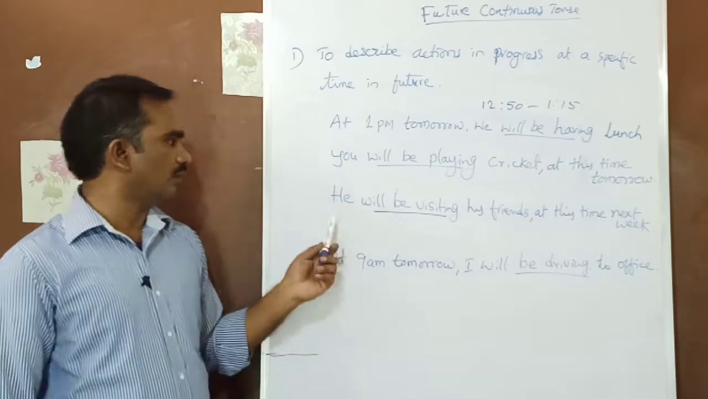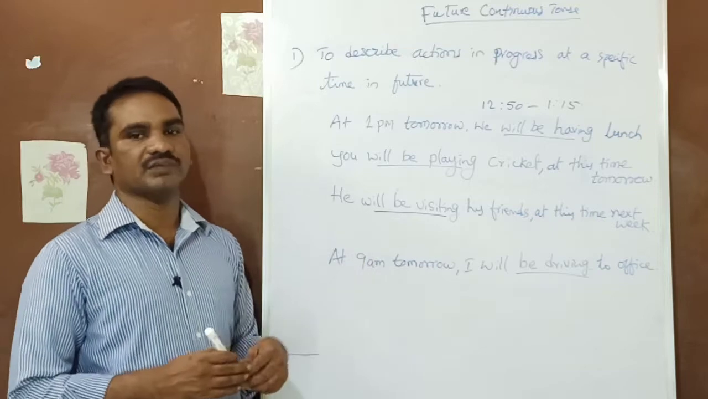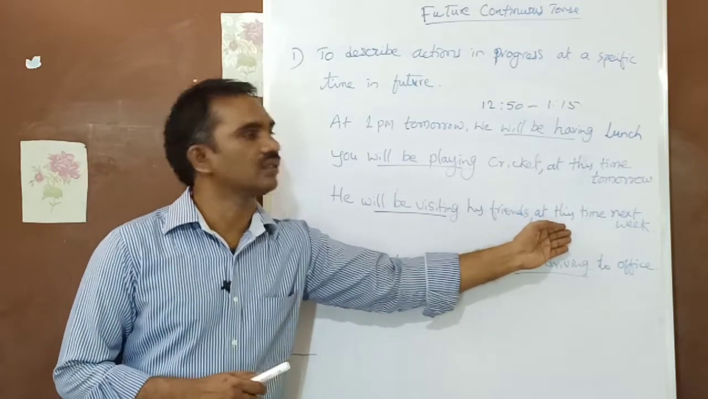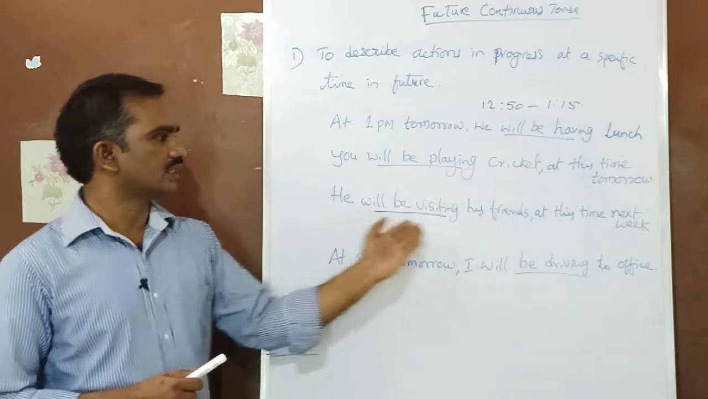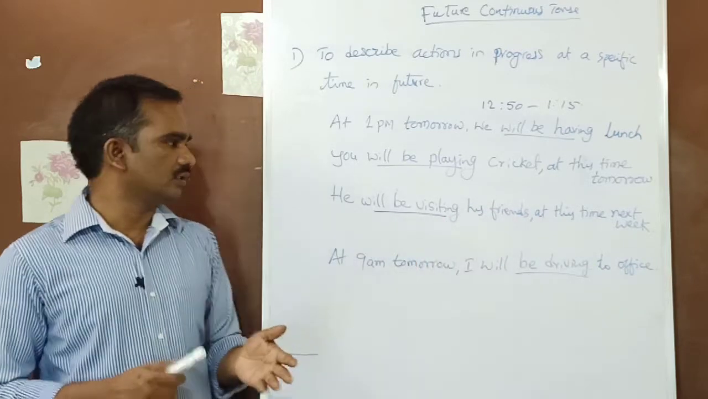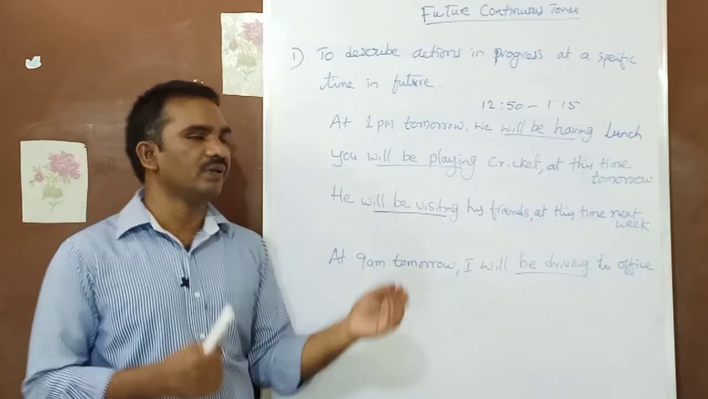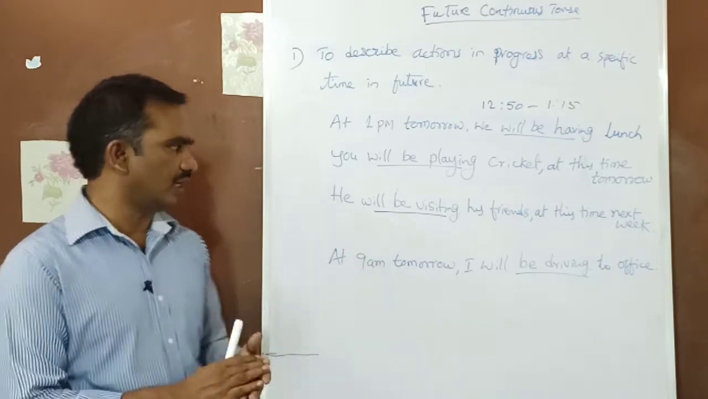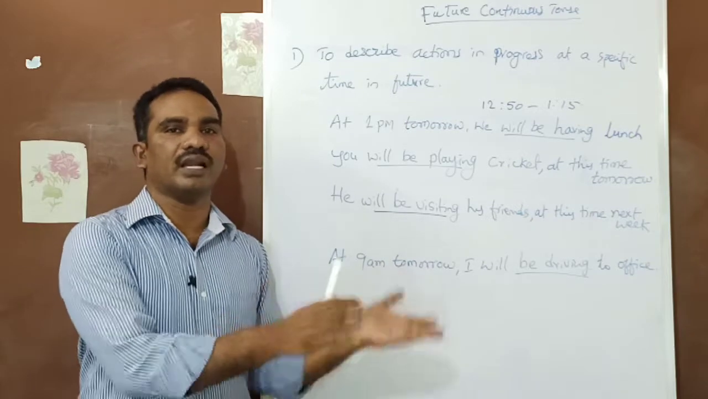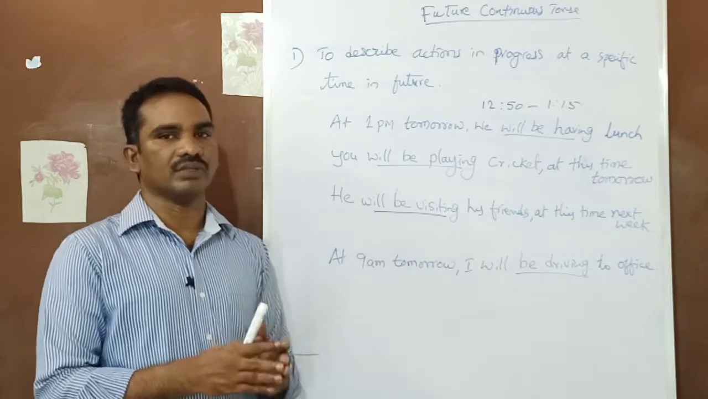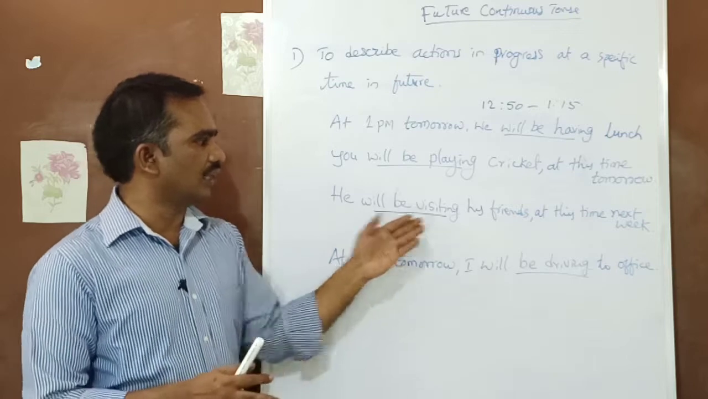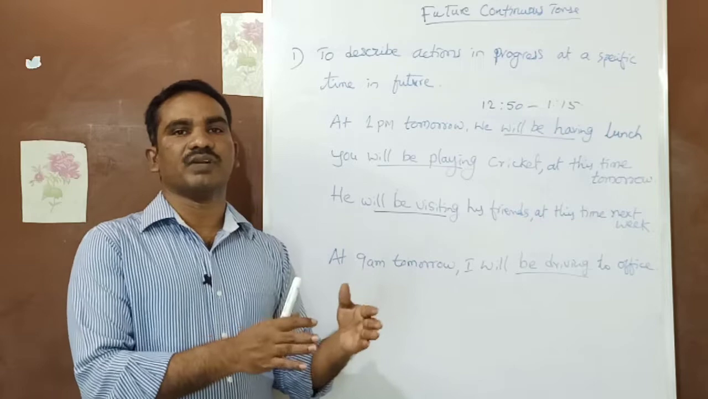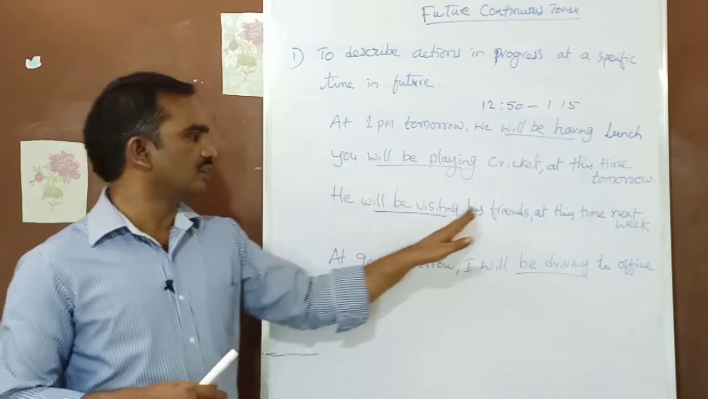Next example: he will be visiting his friends at this time next week. Somebody is going to come to Hyderabad. He has 4 to 5 important friends. He'll be visiting one after another. It will take some time. So that's what we are talking about. Next week he'll come here and he'll be visiting his friends. For some time it will continue.